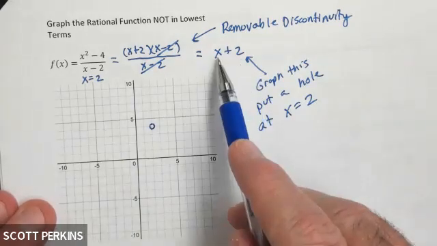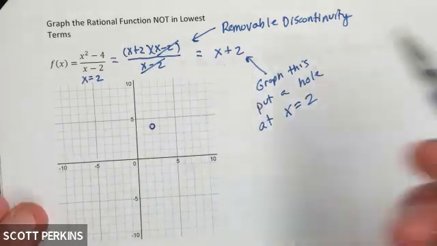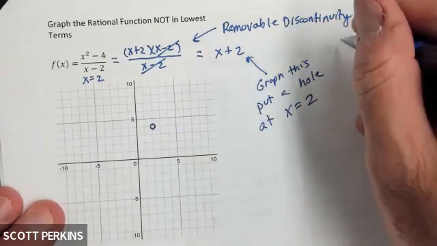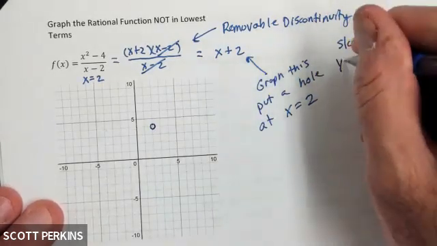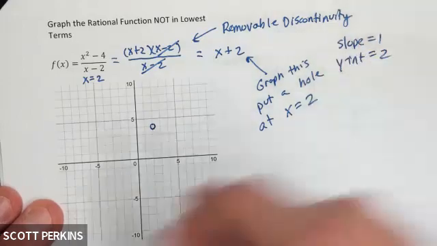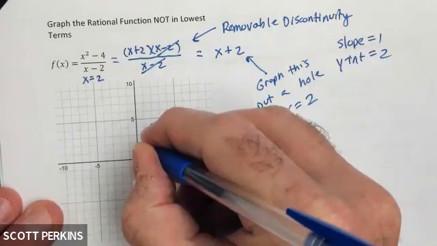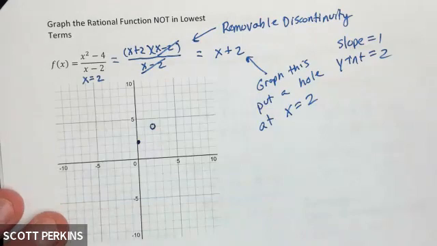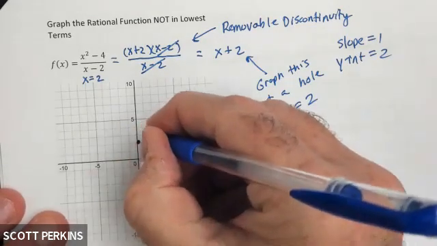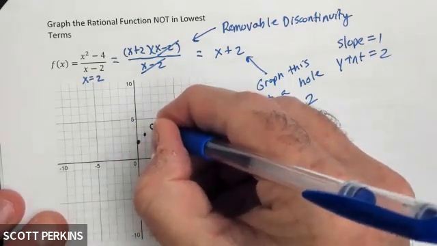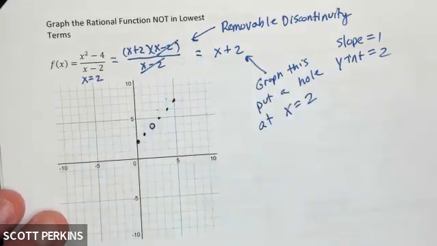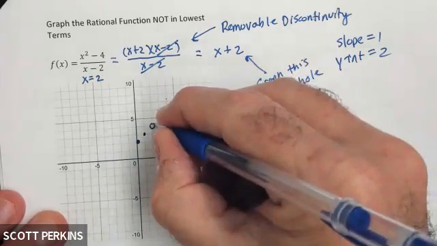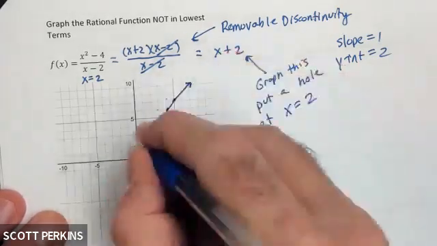And now the rest of the graph is just the line x plus 2. So this line here has a slope of 1 and a y-intercept of 2. So I'm going to make my y-intercept of 2. I'm going to put a dot there. The slope 1 means I go up 1 and over 1. So up 1 over 1, up 1. Don't put a dot in the hole. Up 1 over 1, up 1 over 1, up 1 over 1. So the rest of the graph is just a line like this.